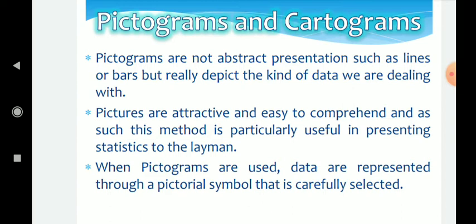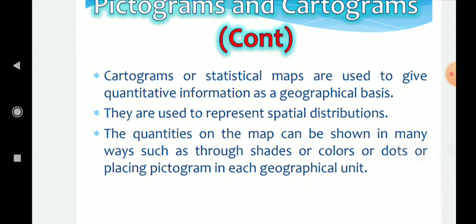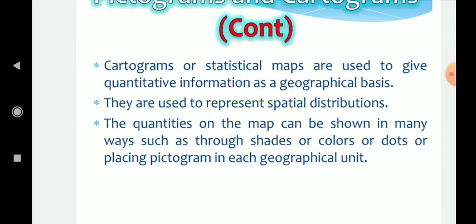Pictures are attractive and easy to comprehend, and as such this method is particularly useful in presenting statistics to laymen, who do not know anything about statistics. So this becomes very easy to comprehend. When pictograms are used, data are represented through a carefully selected pictorial symbol. Cartograms or statistical maps are used to give quantitative information on a geographical basis. They are used to represent spatial distributions. The quantities on the map can be shown in many ways, such as through shades, colors or dots, or by placing a pictogram in each geographical unit.